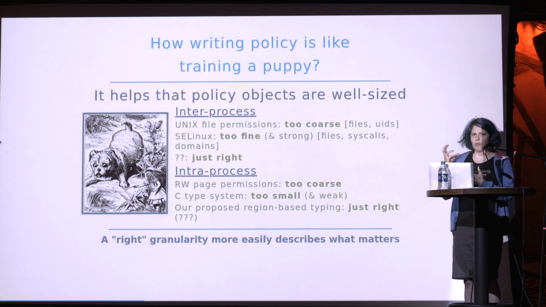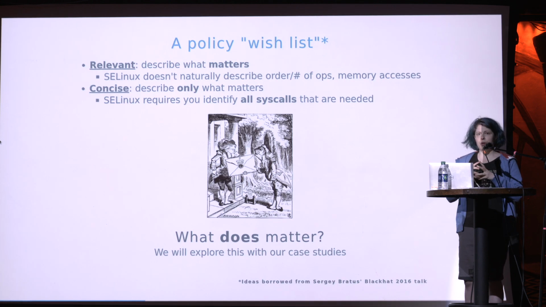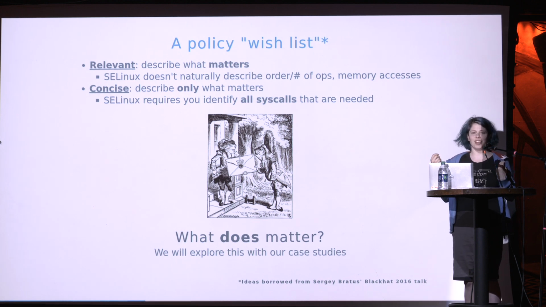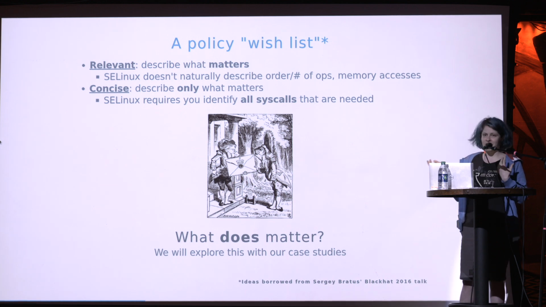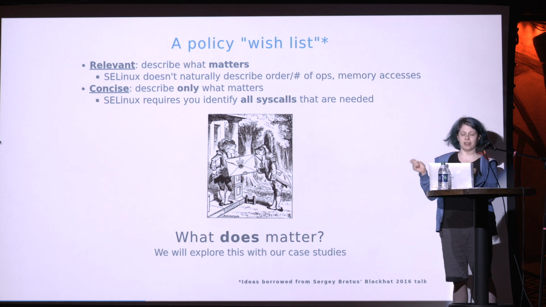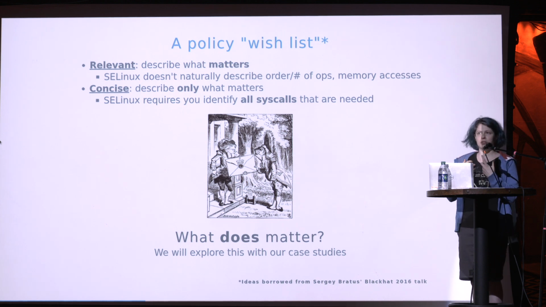And when we want this right granularity, whatever it is, it should really help us more easily describe what matters to us in software behavior. So when we're crafting a policy, what is this wish list that we want? And I love this term that Sergey used in a Black Hat talk earlier, the policy wish list. We need to be able to really say in our policy, be it types or types with other things, what's relevant, like what data is very sensitive, and describe what matters.